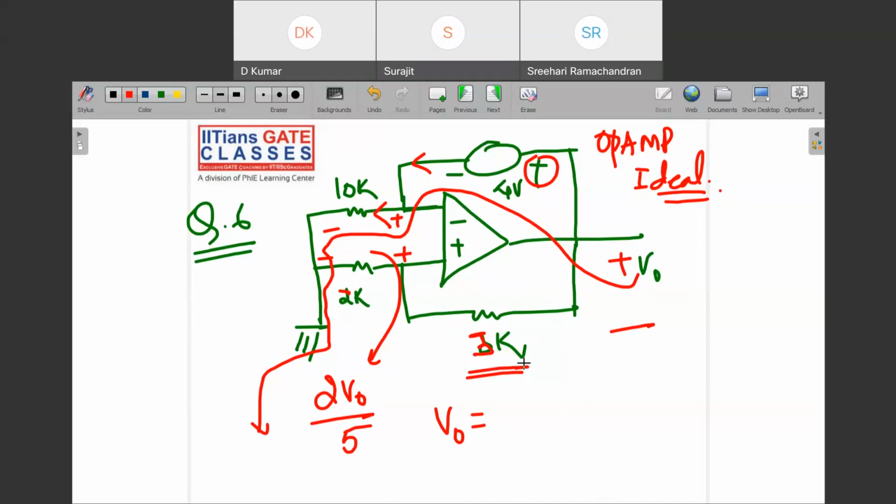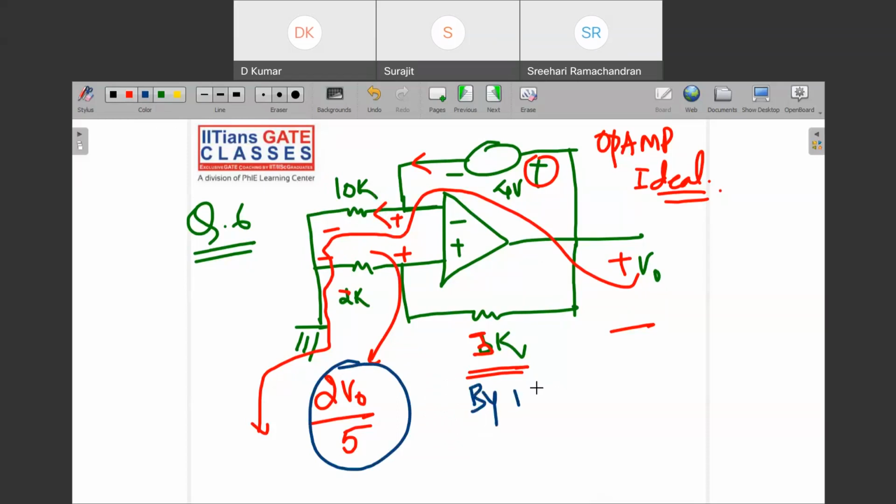So let me solve this for you guys. The current flowing here is what? Needless to find current, right? Because already the potential is available here, so you can apply KVL. So by KVL, if you want to find current, it's okay. But why are we finding current? Already we know the voltage across this 10K.